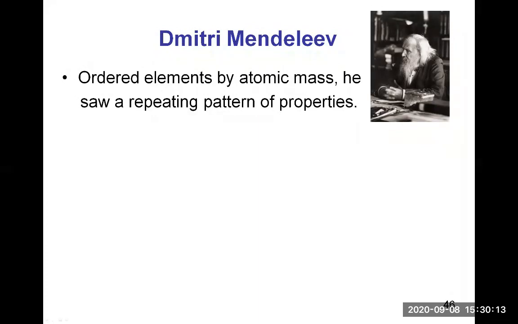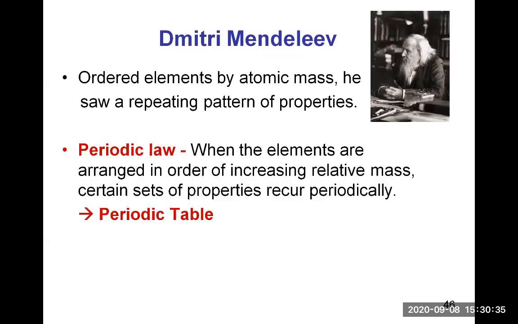So Dmitri Mendeleev, at this time there were many elements already found, and he decided to order them by atomic mass, from the lightest to the heaviest. And he saw a repeating pattern of properties among elements that were recurring periodically. So he stated the periodic law. The periodic law says that when the elements are arranged in order of increasing relative mass, certain sets of properties reoccur periodically. And so that led to the first periodic table.